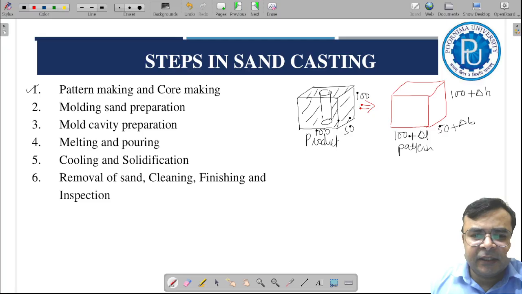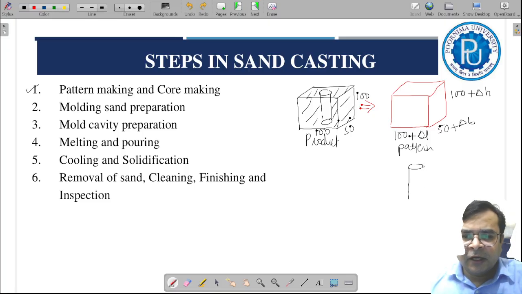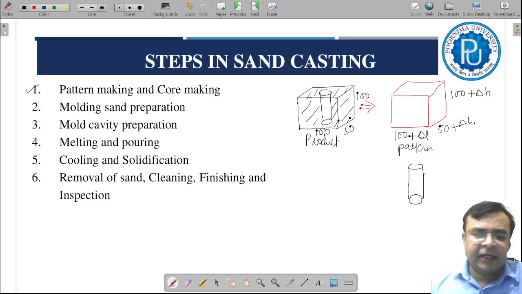And since you can see we have a hollow cavity in this, we also need to make a core. Its size is also not exactly equal to the size of the hole required. It is generally made slightly smaller than the size of the hole. Its diameter is slightly smaller than the hole size, and obviously its length is the same as the length required in the product. So this is called a core.